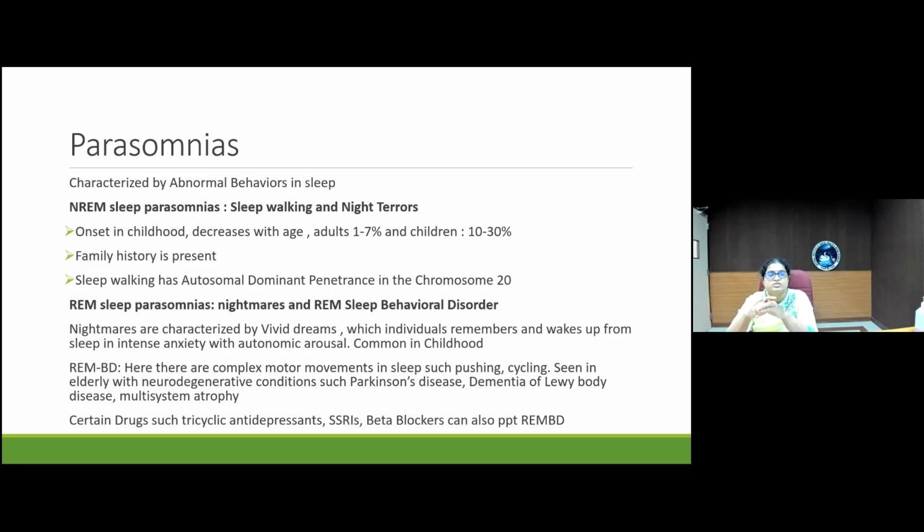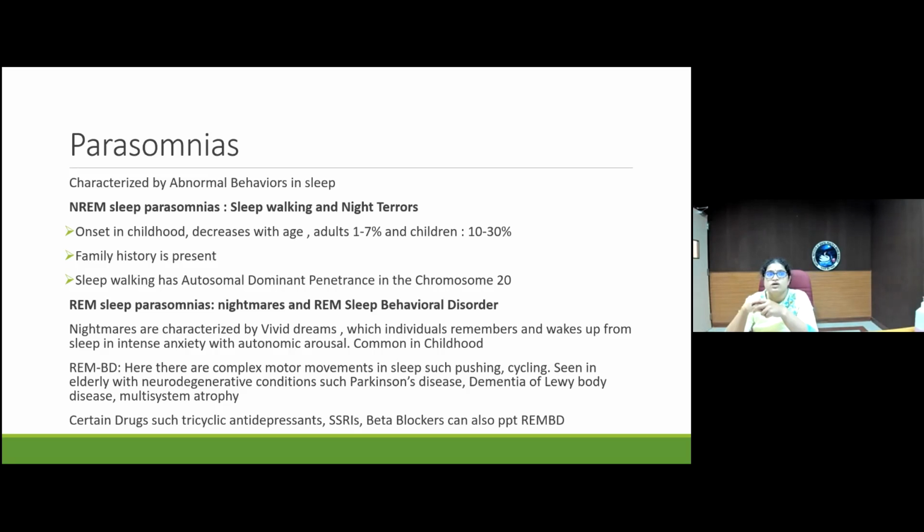Very often a family history is present, and in some individuals sleepwalking can be hereditary, wherein it has autosomal dominant penetrance in chromosome 20. It has been seen that even though a person is a carrier, this disorder can skip generations. Somebody who has sleepwalking, his immediate progeny or children may not develop the sleepwalking disorder, but the children's children, or the grandchildren of the index individual, can develop sleepwalking disorder. So at times this can skip generations.